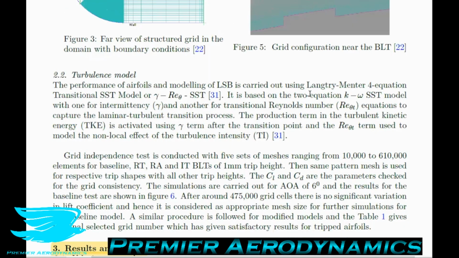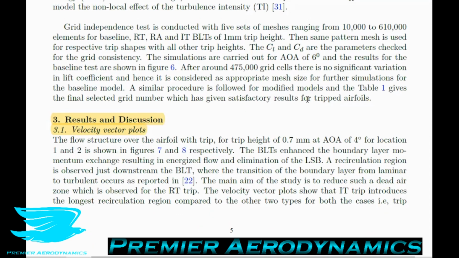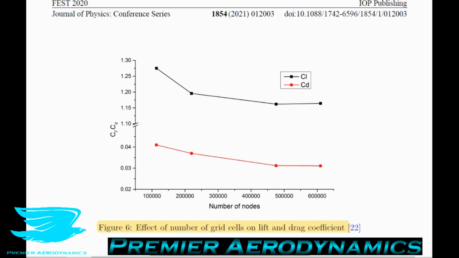So the results, and actually let's talk about the results and discussion here. So we have the velocity, but actually we're not going to talk about the results and discussion first. We're going to talk about the grid independence study. Figure 6 shows the grid independence study is conducted with 5 sets of meshes ranging from 10,000 to 610,000 mesh CFD. So this is for the baseline, the right angle triangle, the rectangular boundary layer trip, and the isosceles triangle boundary layer trips.